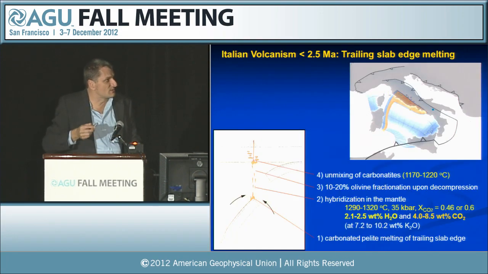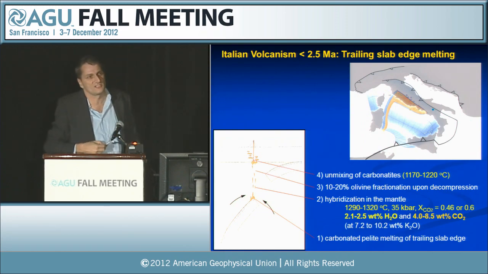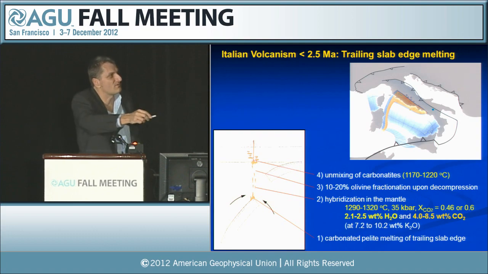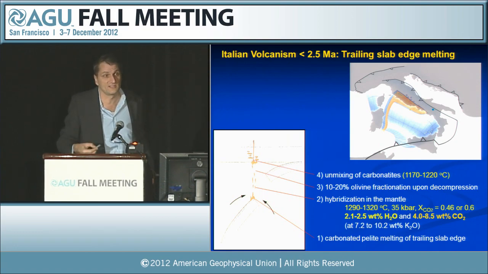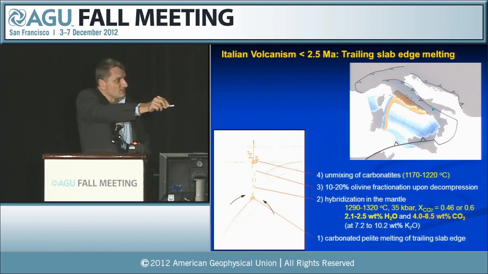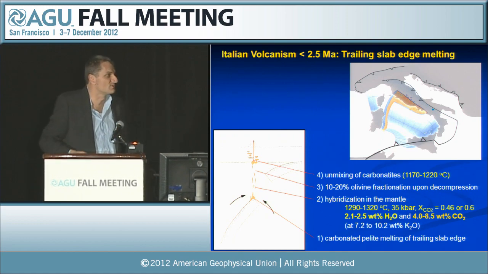And the idea how to explain this: carbonated pelites melt at the trailing edge. The trailing edge gets very hot. The slab is breaking off because the convergence rate goes almost to nothing, so the slab heats up. When it breaks off, the asthenospheric mantle flows in here, the stuff melts. It hybridizes in the mantle. These are the conditions. These are water and CO2 contents. Something around 1300 degrees is the best fit that is reasonable to get. Then you need 10 to 20% of olivine fractionation to get to the magmas we observe. That's normal. If you decompress the magma, you're going to lose olivine.